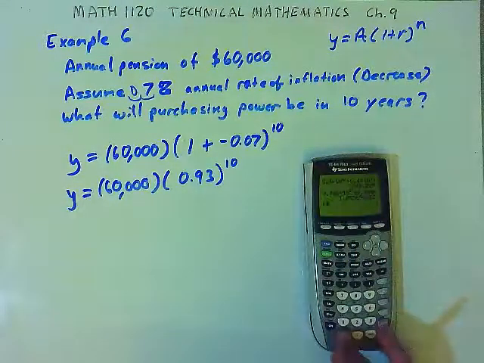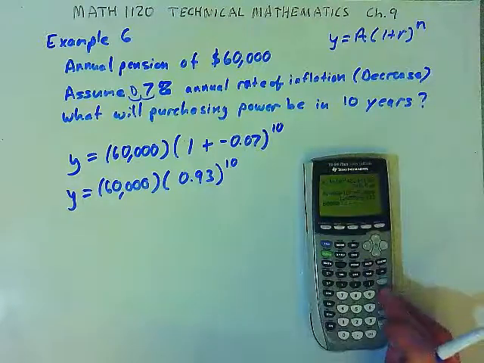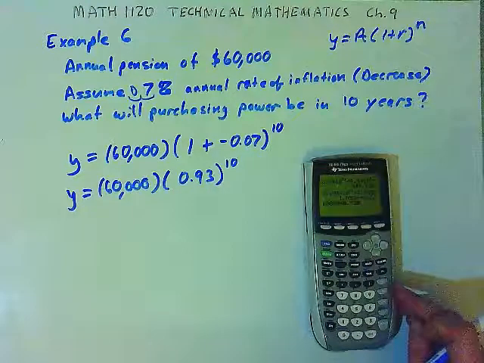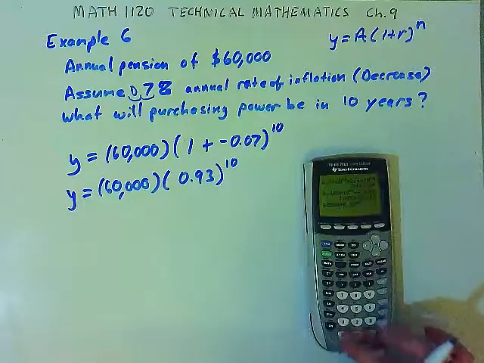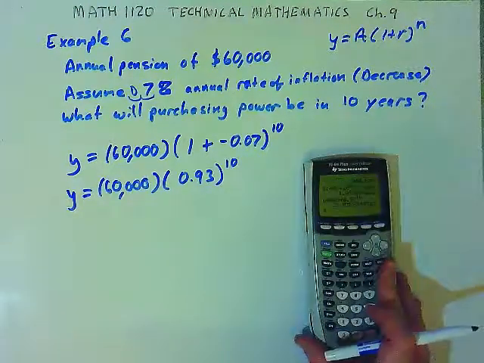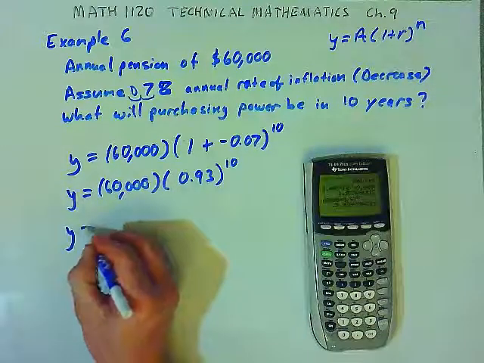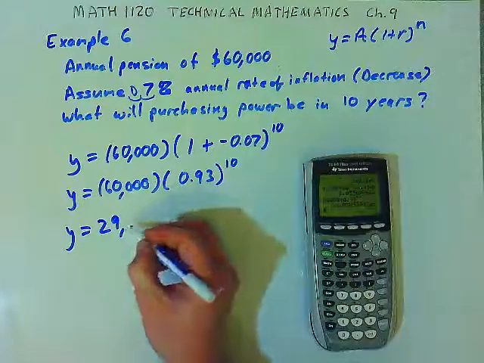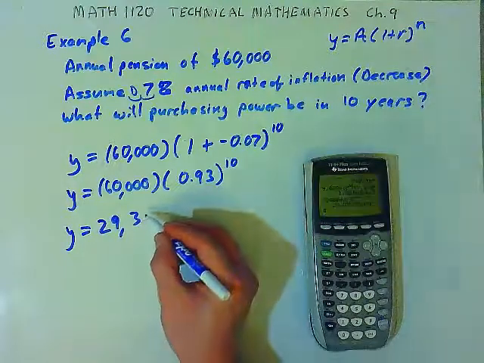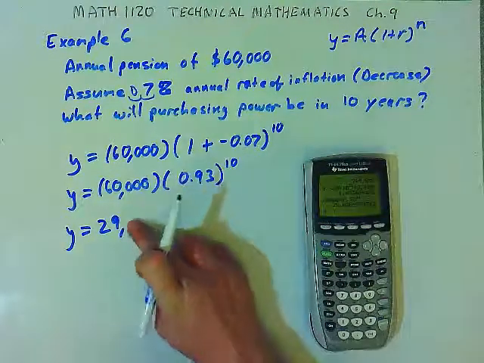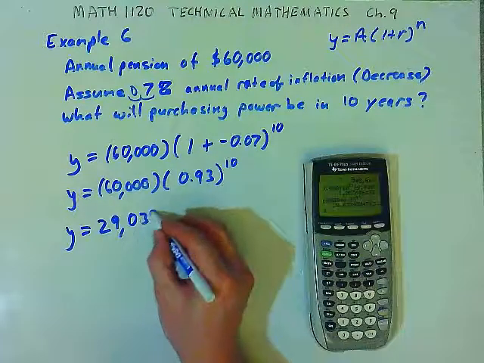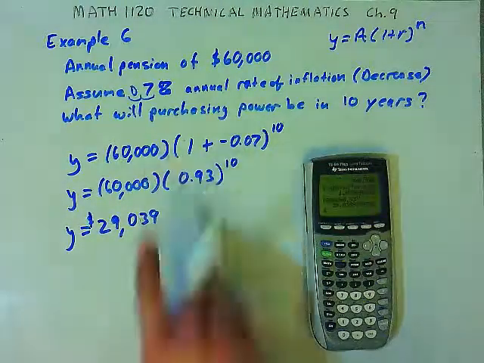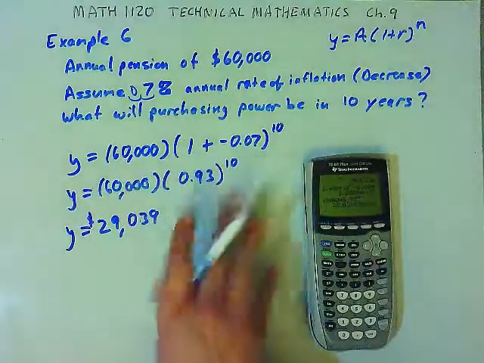And so in 10 years, their money is worth a lot less. Only $29,039. Right, so this year their money is worth $60,000. Next year it'll be worth a little bit less. Year after that it's worth even less, right? They can't buy as much as they could the year before. And so in 10 years, their $60,000 is going to be equivalent to what only $29,000 is worth this year.